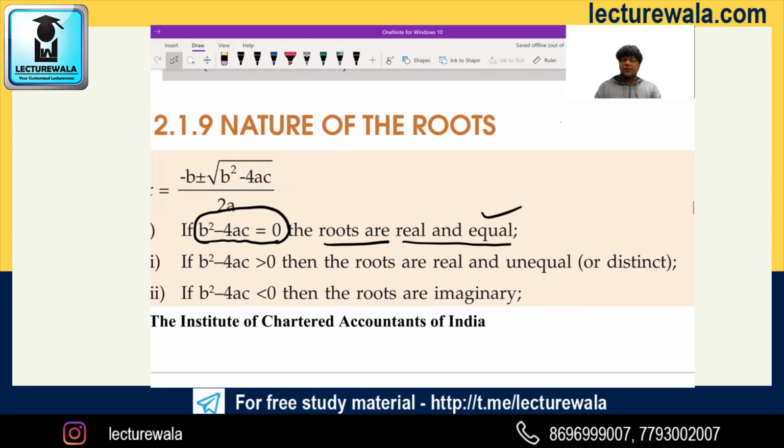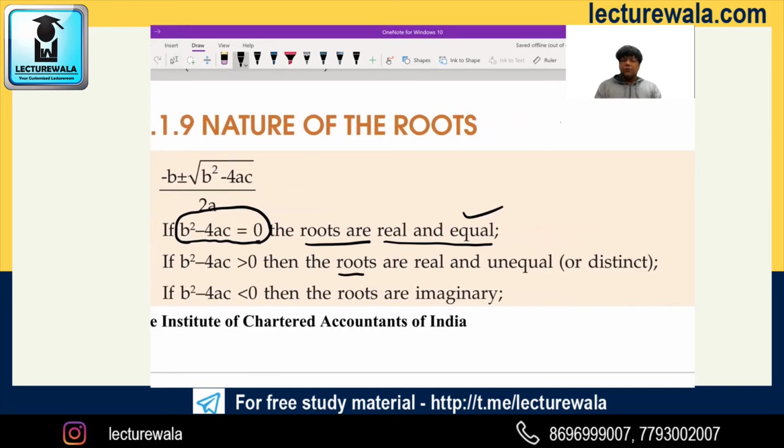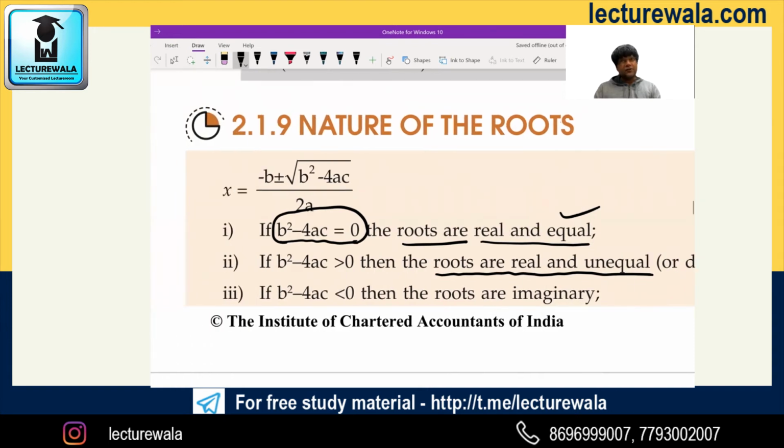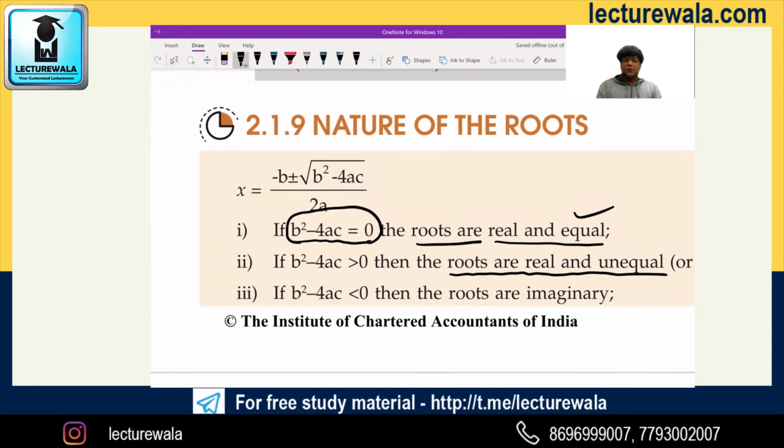If in a question you see this kind of language, roots are real and unequal, sometimes they will say properly roots are real and distinct, or roots are real and unequal. Sometimes they will say roughly, roots are distinct, there are unequal roots, there are distinct roots. You must understand nature of roots. That means b square minus 4ac, take greater than 0 and solve.